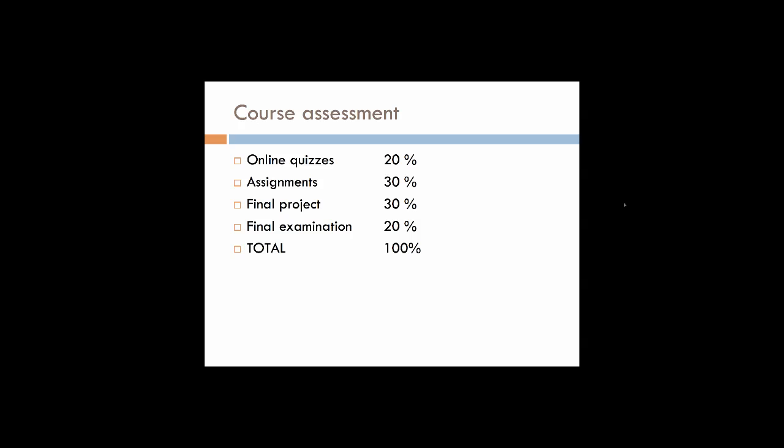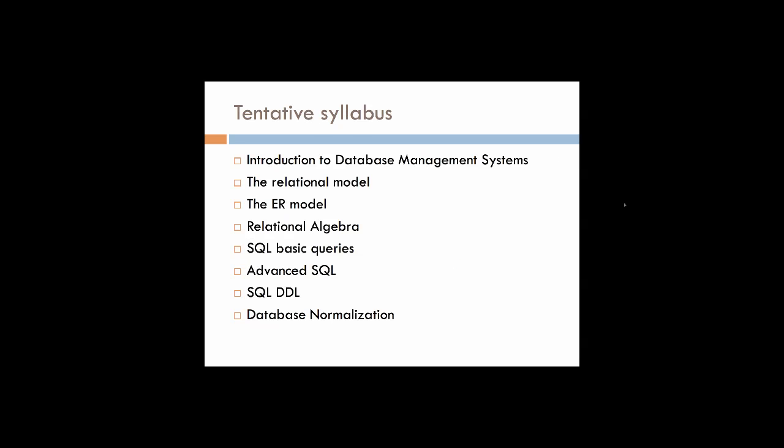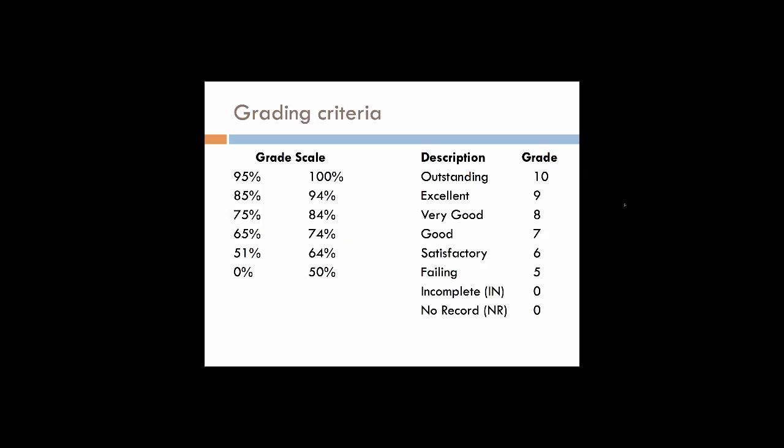A final project will be given to you that you will need to present by the end of this term, and this final project will give you 30% on your final grade. You will have a final examination, 20% in your final grade, and this will be given to you at the end of this term. All in all, you can get a total of 100% in this course.